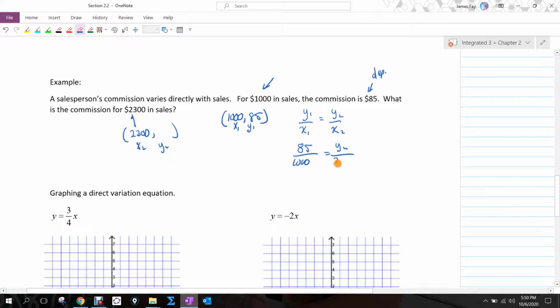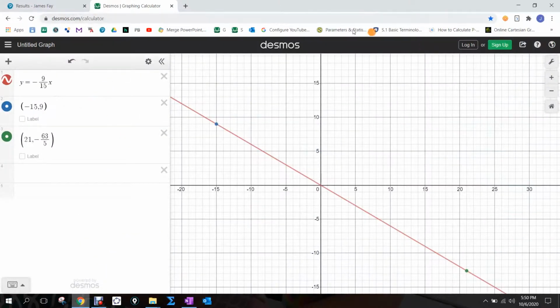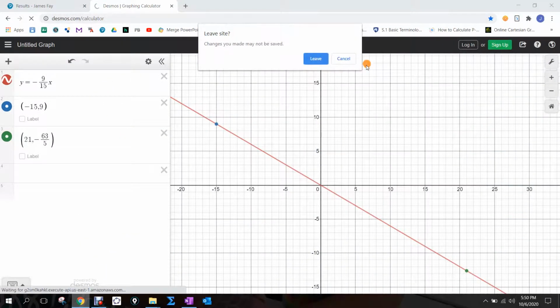x2 was 2,300. So all I'm going to do is say, well, y2 times 1,000, I'm going to cross multiply, is equal to 85 times 2,300. So then y2 is going to be 85 times 2,300 divided by this 1,000. So let's just see what that turns out to be. Desmos may be the easier thing to do.